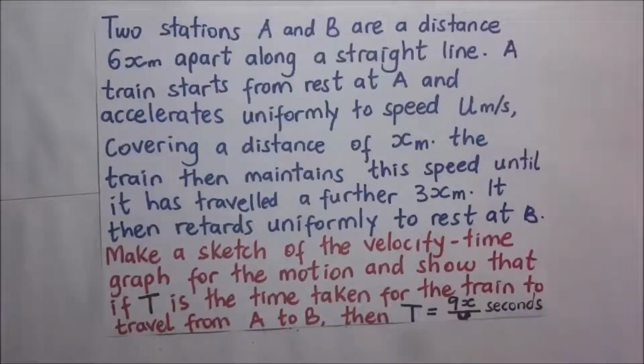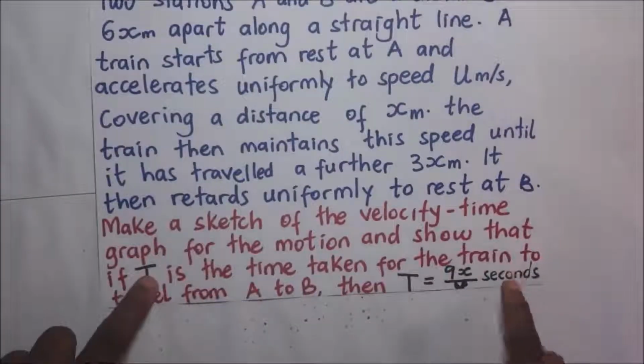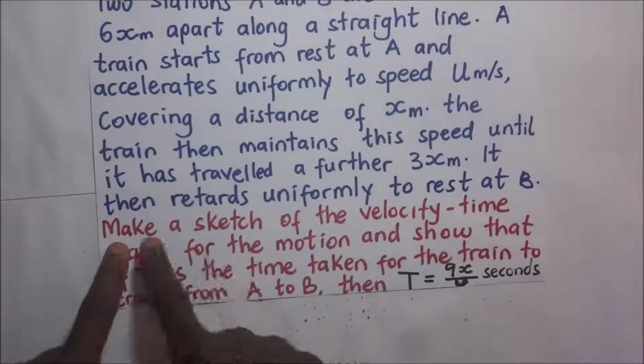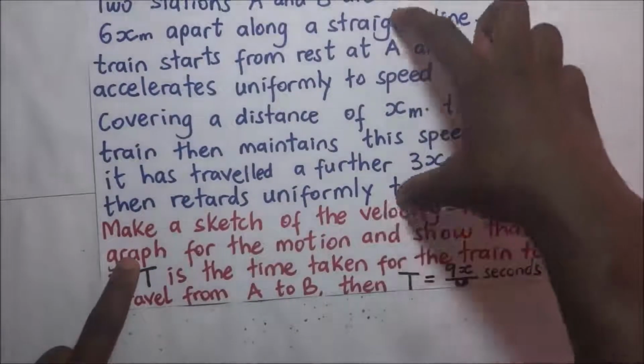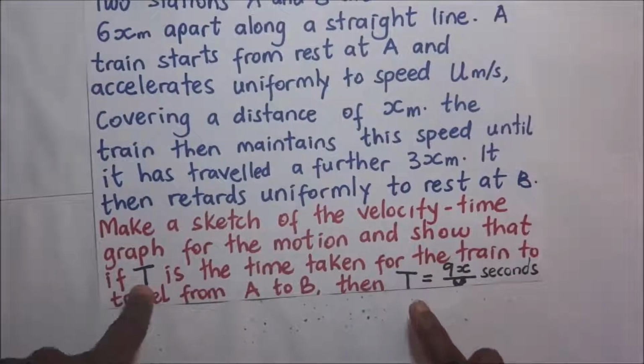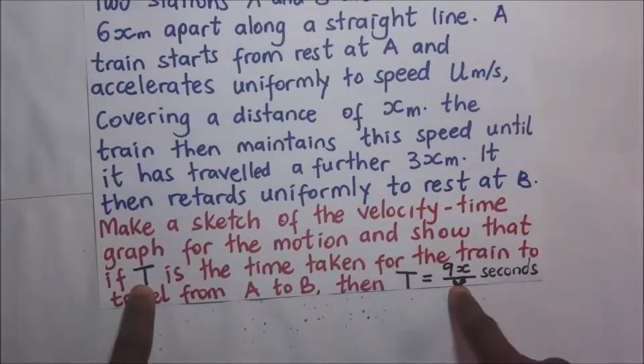In a nutshell, this question requires us to express the value of T as T equals 9x over u. They're asking us to make a sketch of the velocity-time graph of this motion and show that capital T is equal to 9x over u.